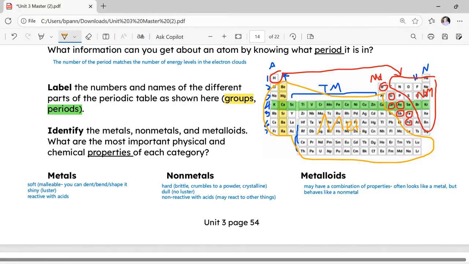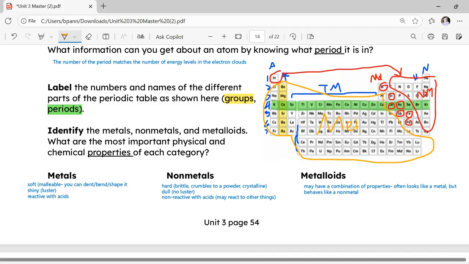Some of those properties that we're likely to see, metals tend to be soft, which means they are malleable and ductile. Malleable and ductile mean you can dent or bend or shape it. Remember, metals are soft based on how the material responds to a hammer, not based on how it feels to your fingers. Metals are soft, they are shiny, which means they have luster. Metals tend to be reactive with acids. They also sometimes oxidize in the air. Some of them, like our group 1s and 2s, can also react with things like water.